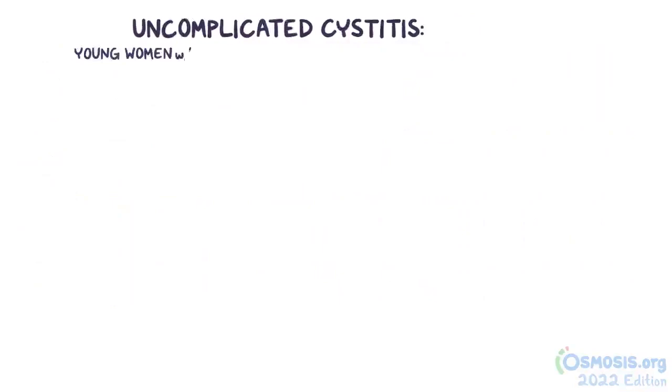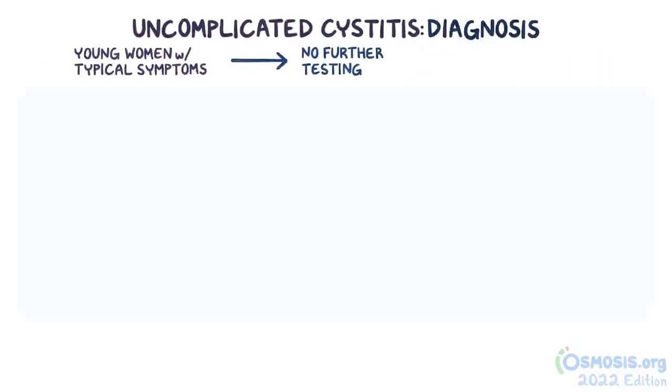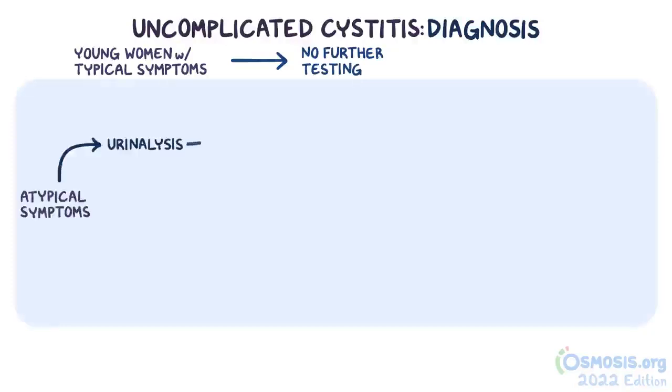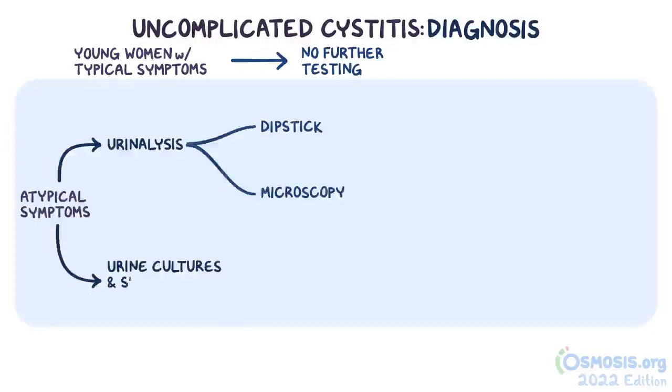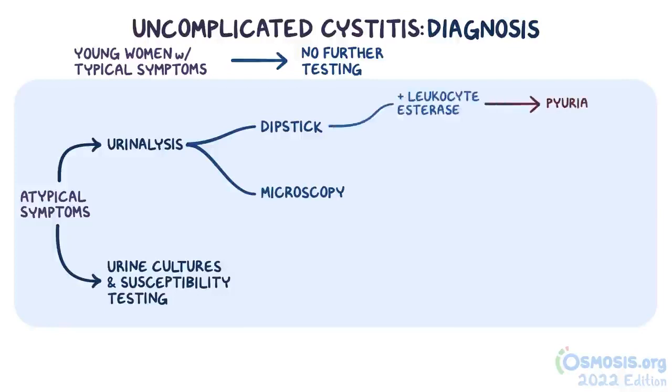Now, in young women with typical symptoms, no further testing is necessary to make the diagnosis. But in individuals with atypical symptoms, a urinalysis is done, either by dipstick or microscopy, along with urine cultures and susceptibility testing. On the dipstick, a positive leukocyte esterase suggests pyuria, and positive nitrites reflects the presence of Enterobacteriaceae, which converts urinary nitrate into nitrite.